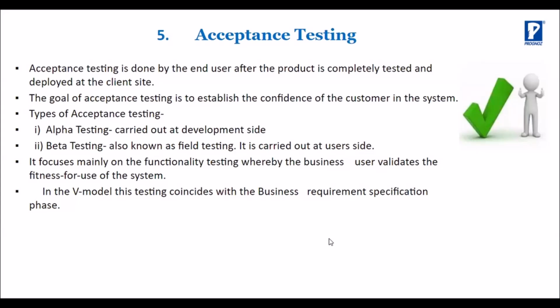They say that this application is developed as per our requirement and it is working fine. Then we can close the testing. And we can start using that system for day-to-day production, day-to-day life. Okay, so these are the 5 levels of testing.